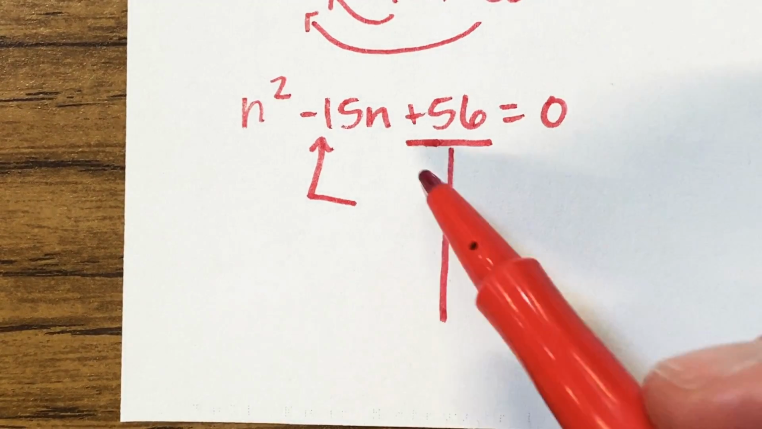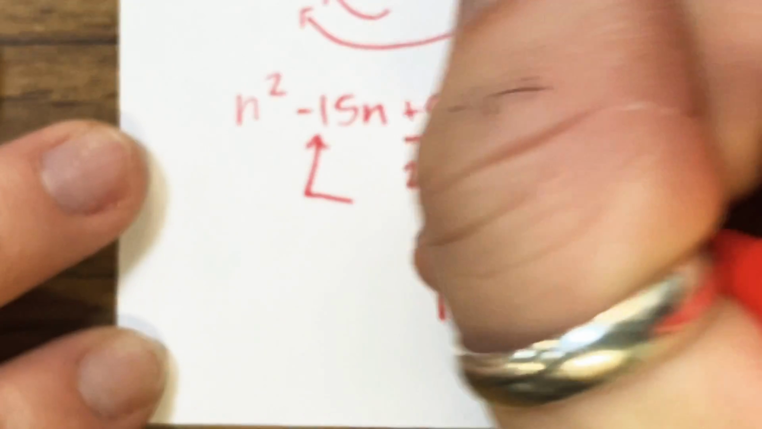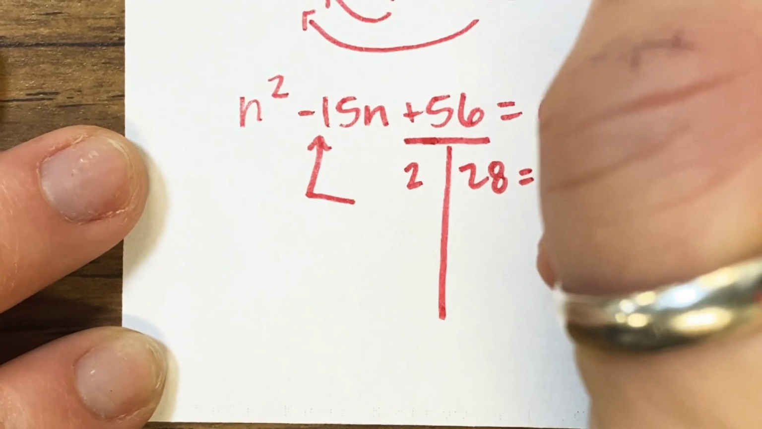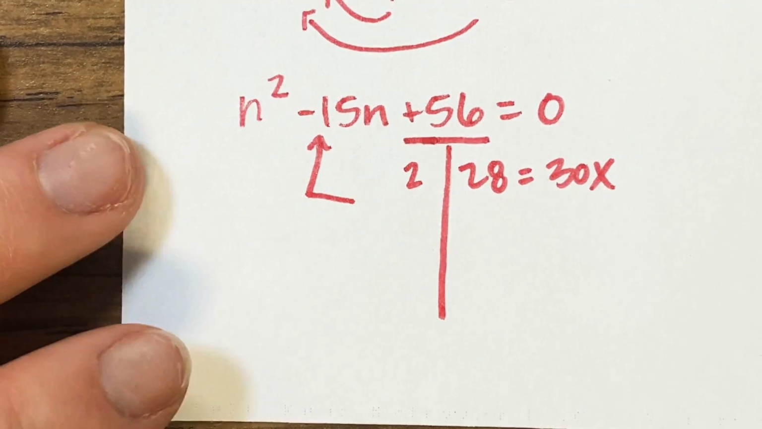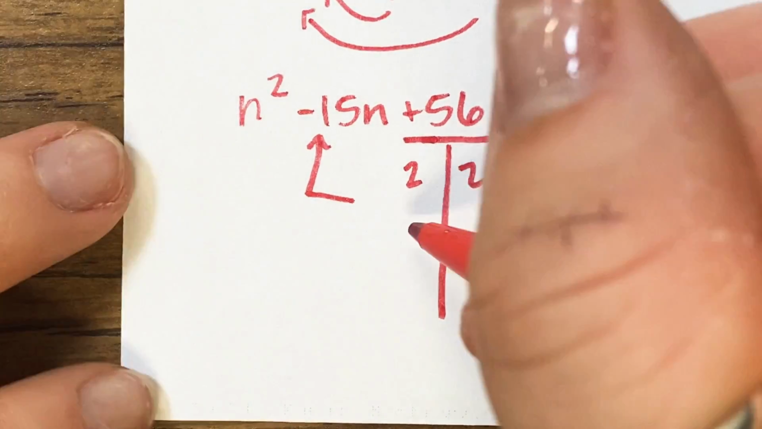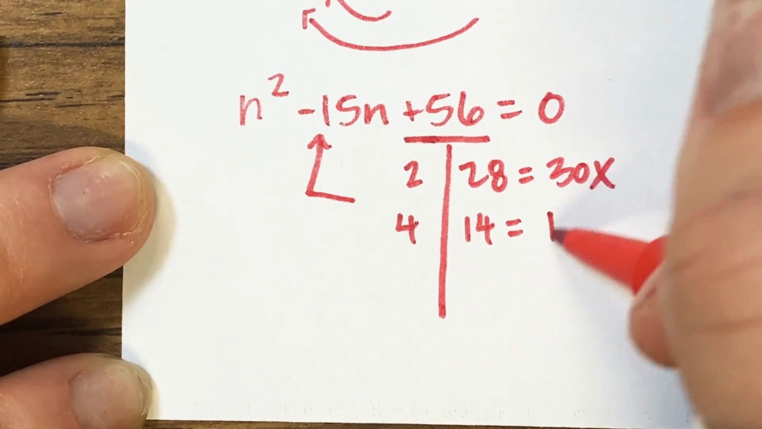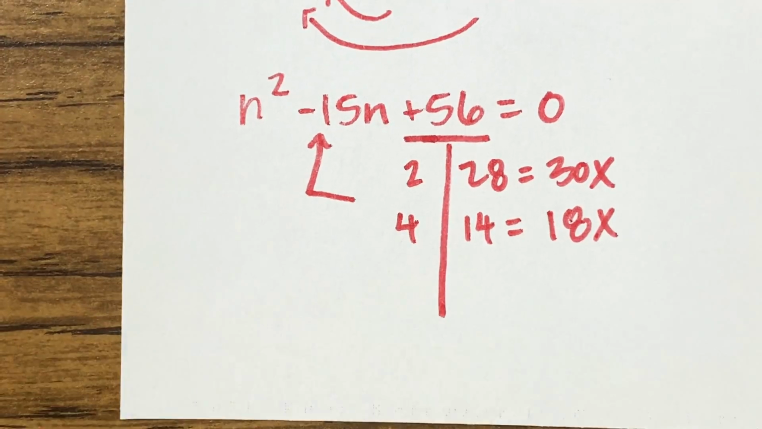Well, I know that 1 and 56 probably won't, maybe 2. What's 56 divided by 2? That's going to give me 28. No, that gives me 30, so that's not it. 56 can't be divided by 3. 56 divided by 4 is 14. It's going to give me 18. We're getting closer, but no.